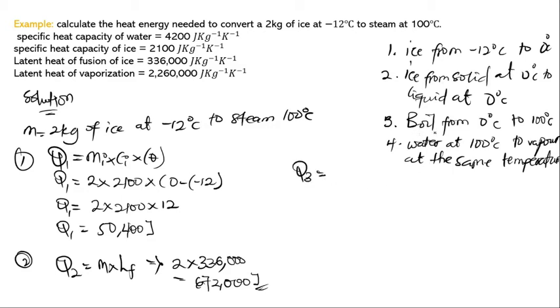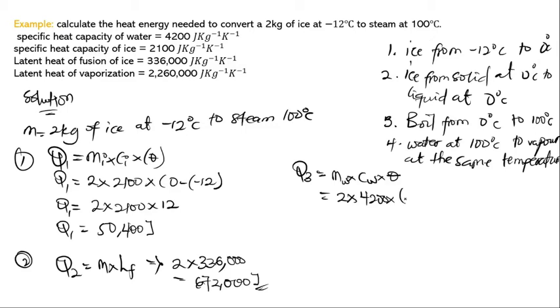Now let's look at the third heat that we need. Now we have water, so we have to boil the water from 0 degrees Celsius to 100 degrees Celsius. So the heat energy involved in that process is the mass of water multiplied by the specific heat capacity of water multiplied by the change in temperature. The mass of water is still the mass of ice, so we are assuming no matter has been lost during the conversion. So the mass is 2, multiplied by the specific heat capacity of water, which is 4,200 joules, then multiplied by the change in temperature, where we are converting from 0 to 100.